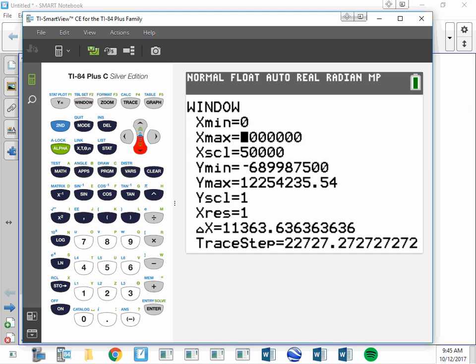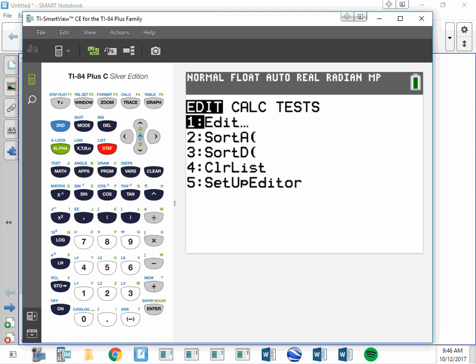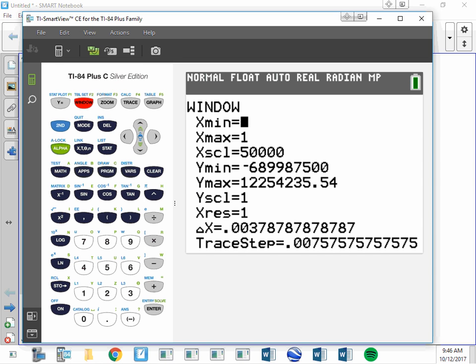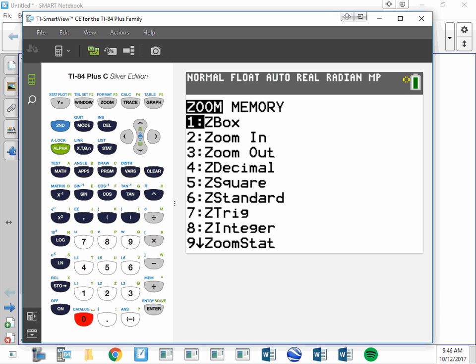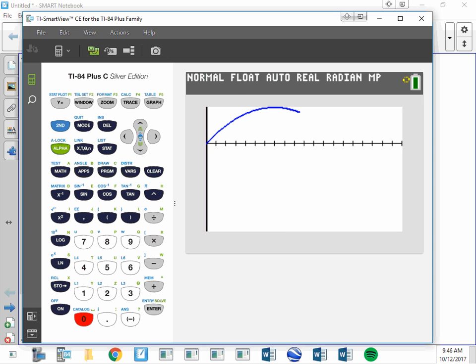Oh, so 1 million actually was a good one? Sorry, I thought 1 million was too big. So 1, 0, 0, 0, 0, 0, 0, and I'll leave my marks at 50,000. Zoom 0. Okay, that's a pretty good graph.